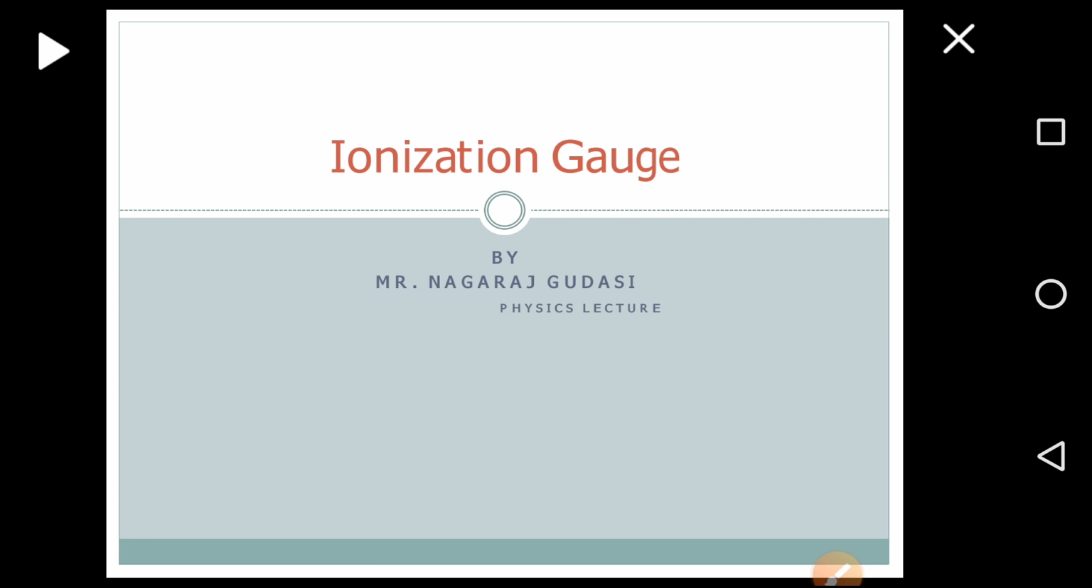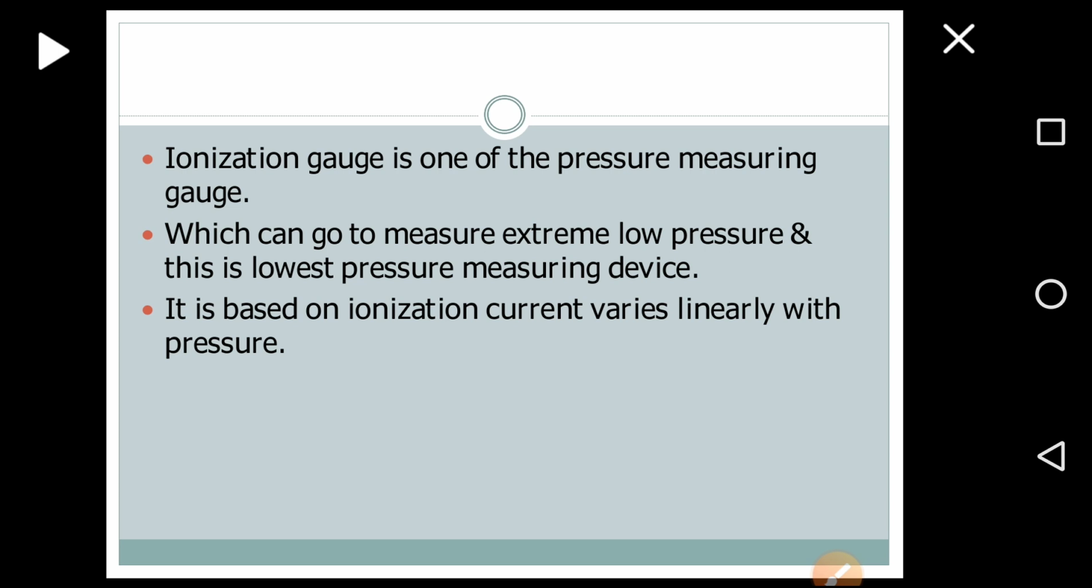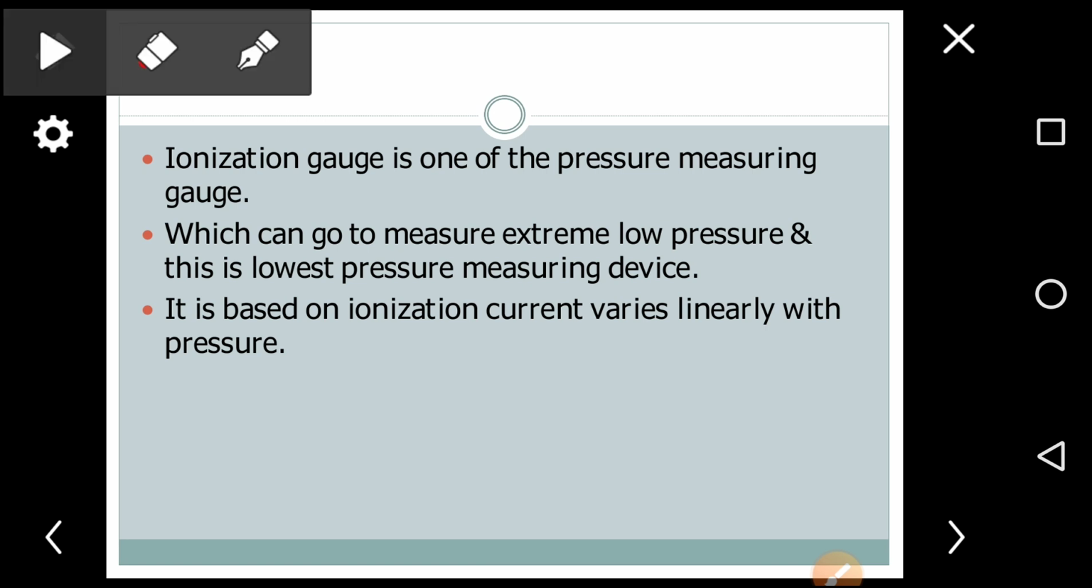So what exactly is an ionization gauge? It is one of the pressure measuring gauges, which can measure extremely low pressure, and this is the lowest pressure measuring device. This ionization gauge is based on the fact that the ionization current varies linearly with the pressure. I mean, if the pressure varies, then the ionization current also varies.